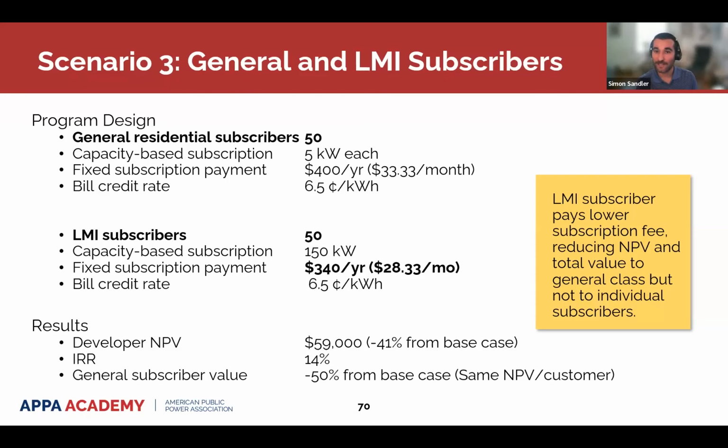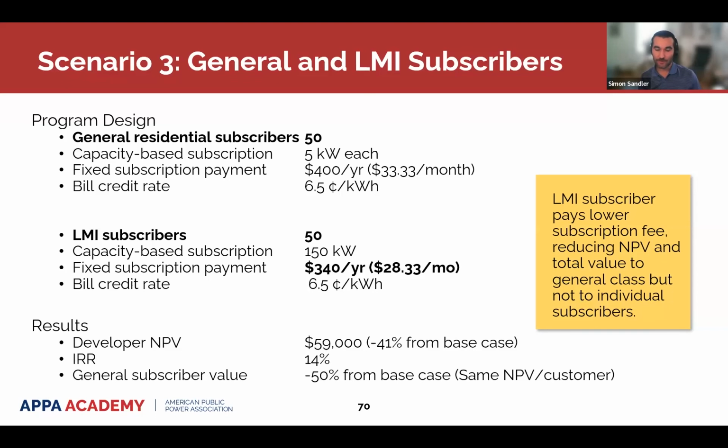And so what does that do to the economics, right? What if we basically say the developer is going to get less money coming in the door, the utility is going to get less money coming in the door, but they're going to save the same amount? Well, unsurprisingly, you would see the NPV go down, right? Because there's a lower subscription fee, we're going to see a slightly lower NPV for the developer. It's not quite cut in half, but it is reduced significantly. And so that's what we're trying to illuminate here.